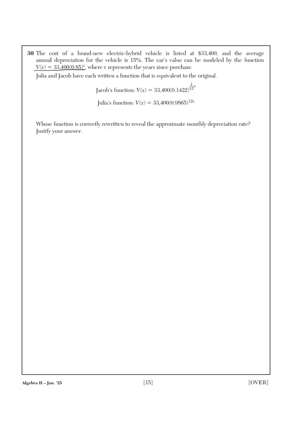Now, it says, though, whose function is correctly rewritten to reveal the approximate monthly depreciation rate. Okay, so this is a depreciation rate. We know that based upon the fact that this number right here is less than 1, so that means it's depreciating. But remember, go back here, it says x represents years. They want this to be written as a monthly depreciation rate.